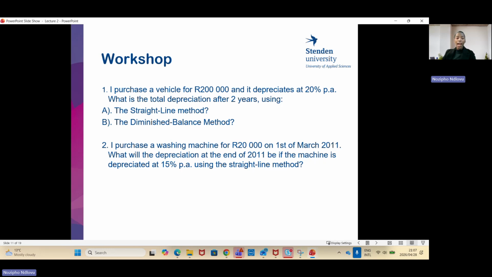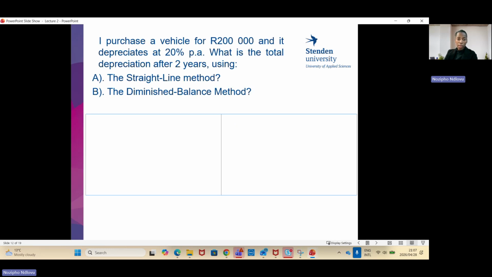Question number 2. I purchased a washing machine for 20,000 Rand on the 1st of March 2011. What will be the depreciation at the end of 2011? B, if the machine is depreciated at 15% per annum using a straight line method. So what is important is knowing which method is being used. Please take a moment and see if you can answer this, and then we can look through the answers.